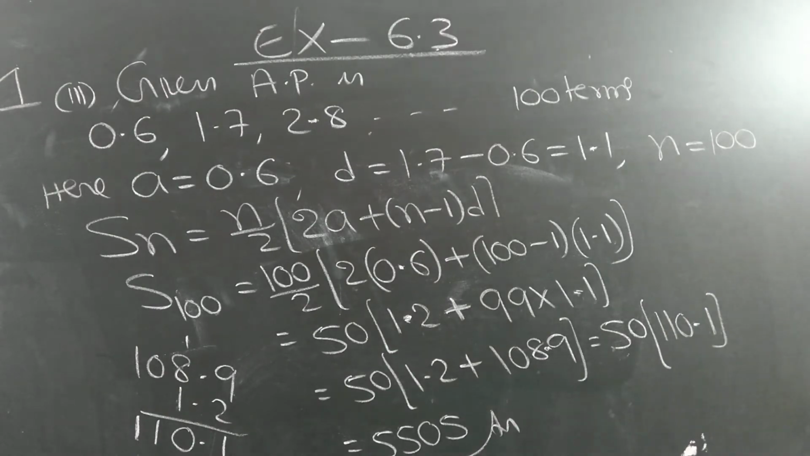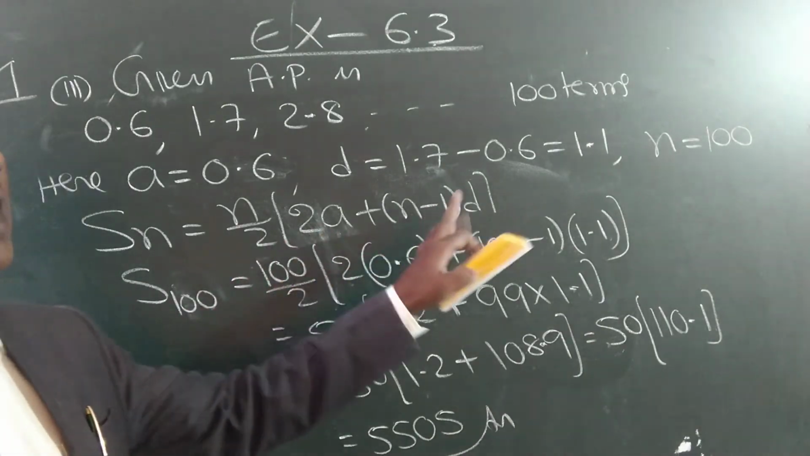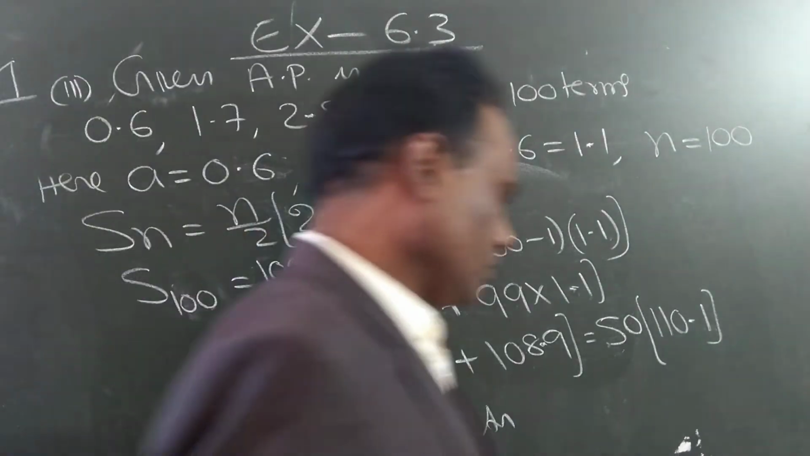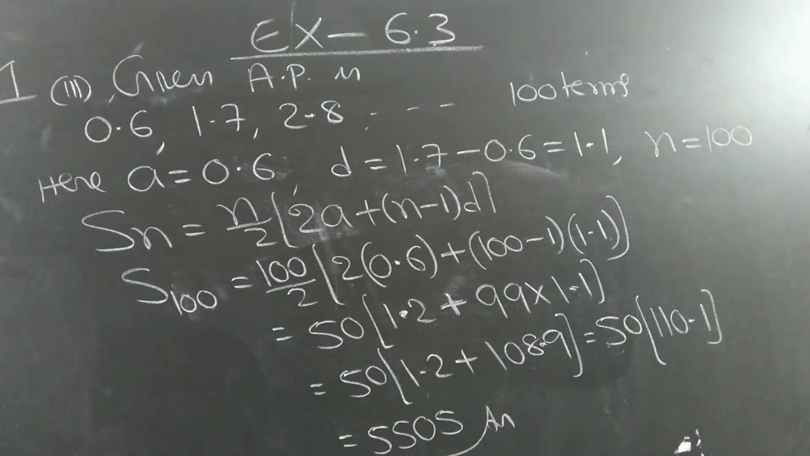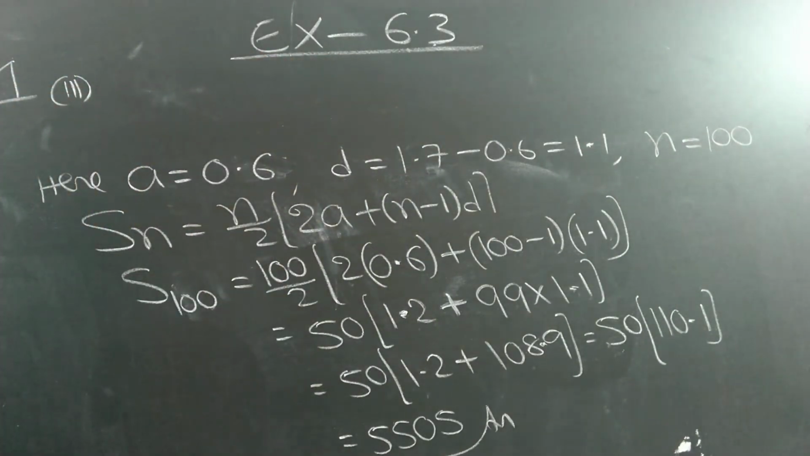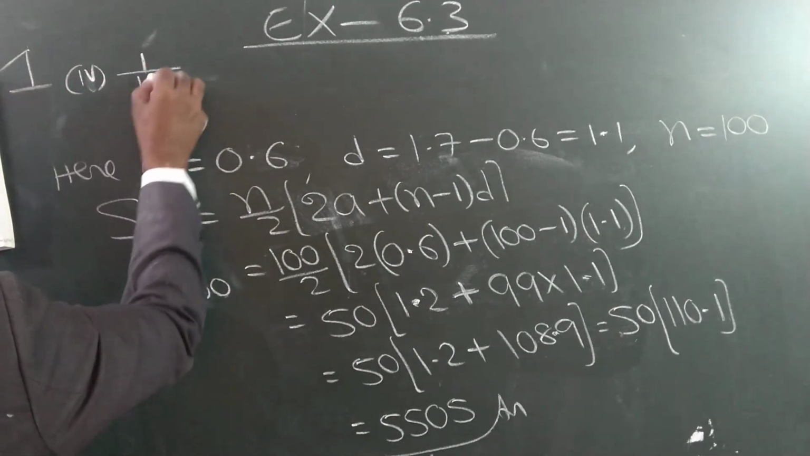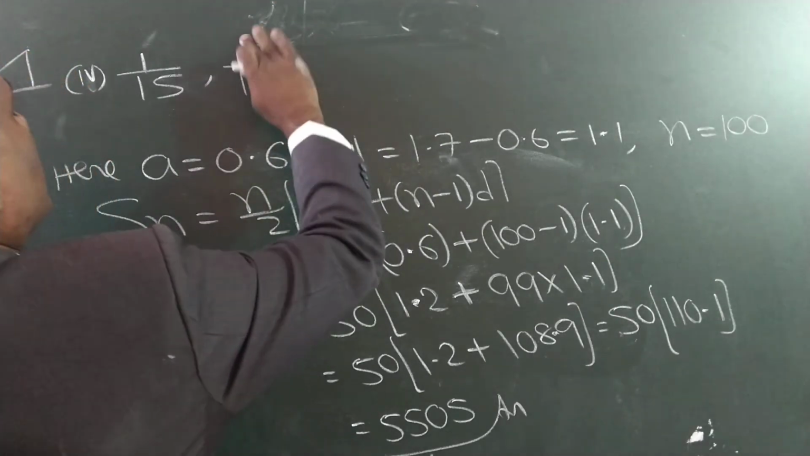Simple equation, what do you do? The concept is simple. Direct formula, nothing else. 505, correct. Do the next one also, so that you will become perfect with this formula.